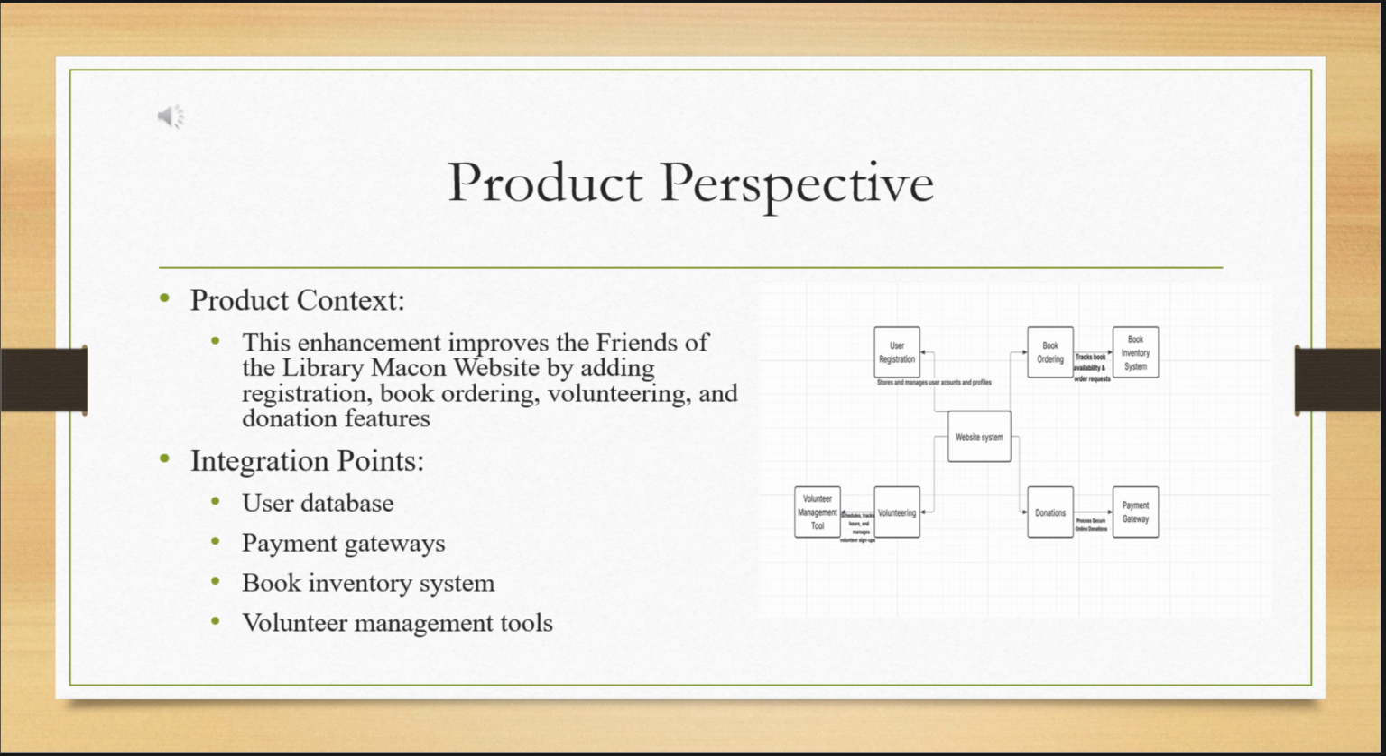Product Perspective. This enhancement strengthens the Friends of the Library Macon website by adding 4 key features: registration, book ordering, volunteering, and donations. Each of these features connects to a system behind the scenes, like a user database for account info, payment gateways for donations, a book inventory system for orders, and volunteer tools to manage event signups. Together, these connections help the website function smoothly and support both users and library staff.